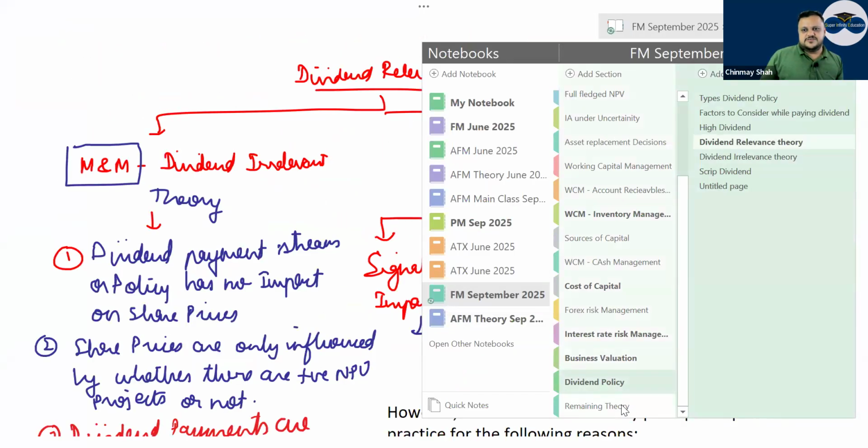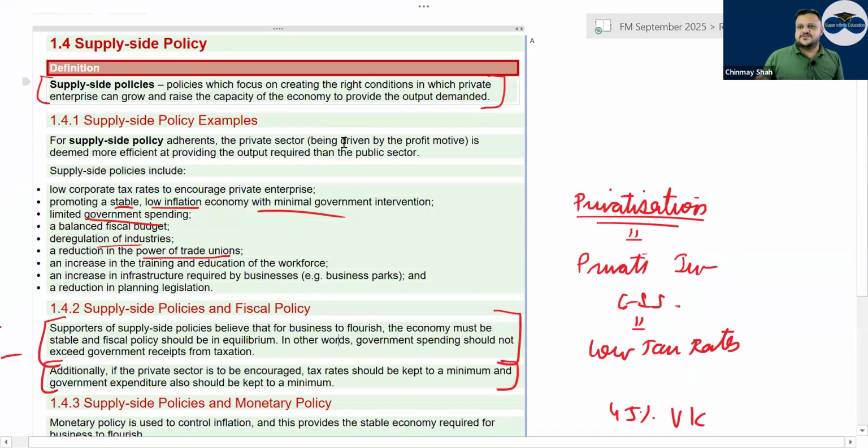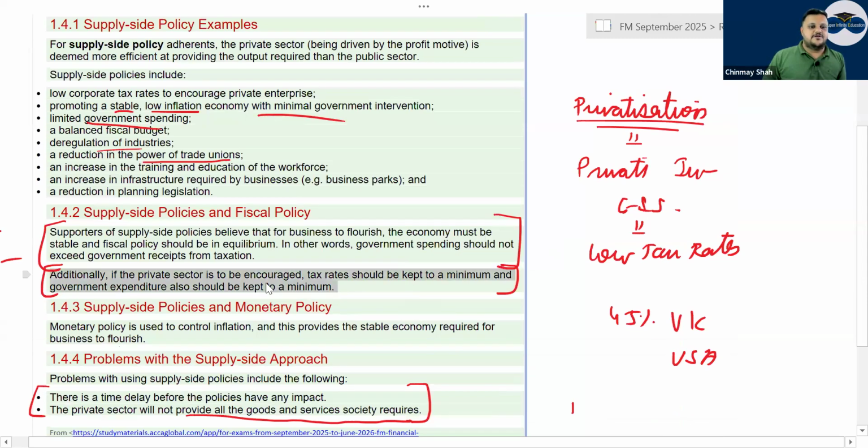Okay. Dividend policy, remaining salary, put this much. The supply side policies, what are supply side policies? Generally what the government does is go into various different areas and try to develop that area. Instead of that, if private organizations go there and flourish or develop the economy there, then that is to be encouraged. Tax rates should be kept to the minimum and government expenditure should also be minimal. So the government should not do it. The private companies will go and develop those areas, right?